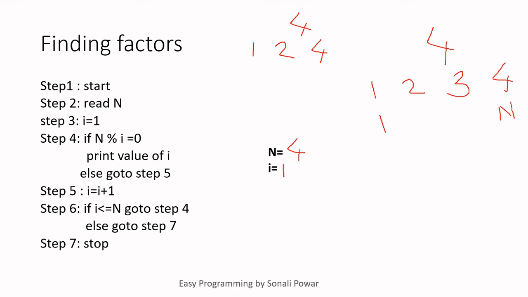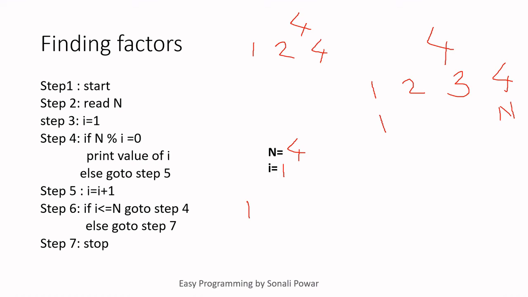If n mod I is equal to 0. अभी यहाँ पे अगर मैंने 4 को 1 से डिवाइड किया तो रिमाइंडर 0 आता है का? Yes. Any number is divisible by 1. So just print the value. तो ये क्या प्रिंट करेगा? अभी 1 को प्रिंट कर देगा.